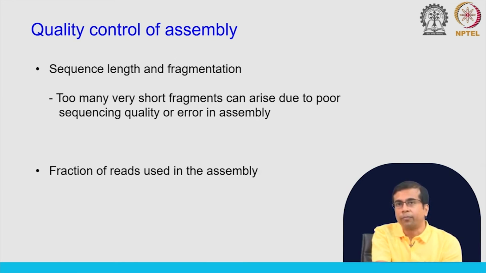Another measure that we can check is the fraction of reads that is used in the assembly. If the assembler used most of the reads, that is actually a good sign. The assembler could utilize most of the data for the assembly process. So, if you have higher utilization, that is a good sign that the assembly actually worked very well.